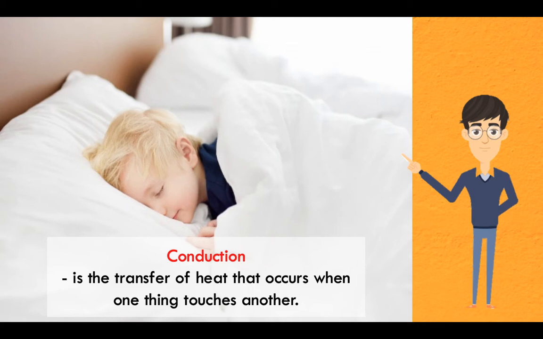Your body is a source of heat. It is hotter than pillow, the reason why the heat moves from your body to the pillow. Take note that your body touches the pillow or has a direct contact on it. Therefore, if an object has a direct contact to a source of heat, it is a conduction.